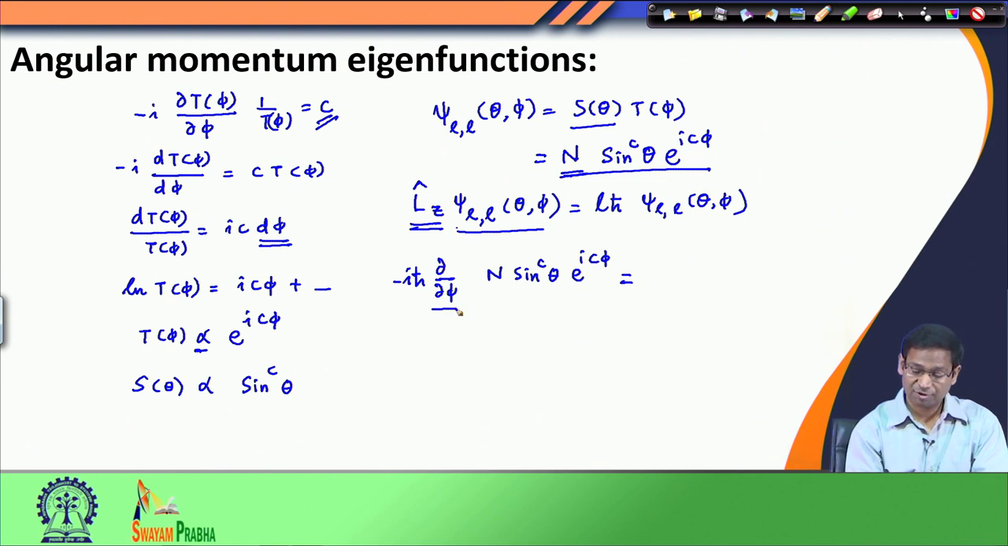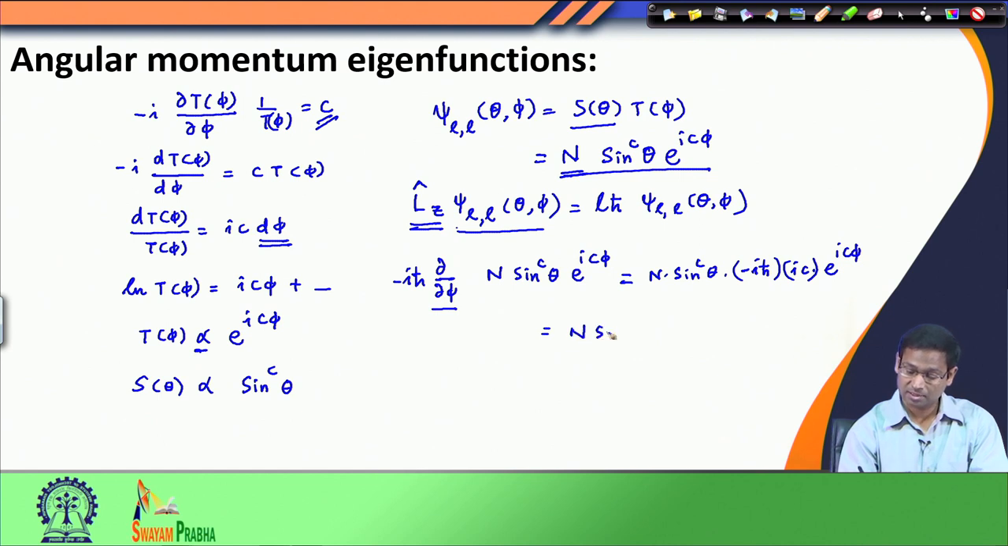So, I see this is a partial differentiation with respect to phi alone. Therefore, the theta term and this N term will go out, and when I do this, I would have N sin to the power c theta, minus i h bar, and now I am differentiating e to the power i c phi with phi. So, I have i c and e to the power i c phi. I can rearrange that as N sin to the power c theta e to the power i c phi, and I am left with minus i times i, which is 1. So, I am left with c h bar.